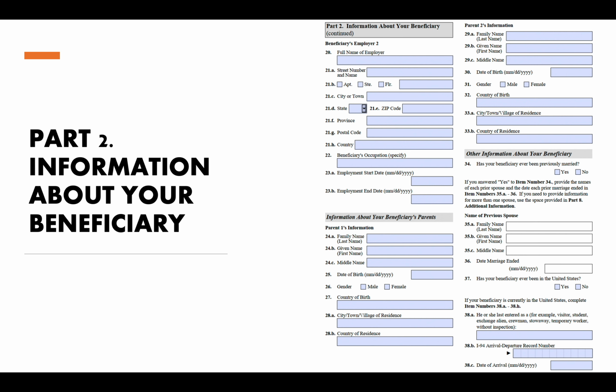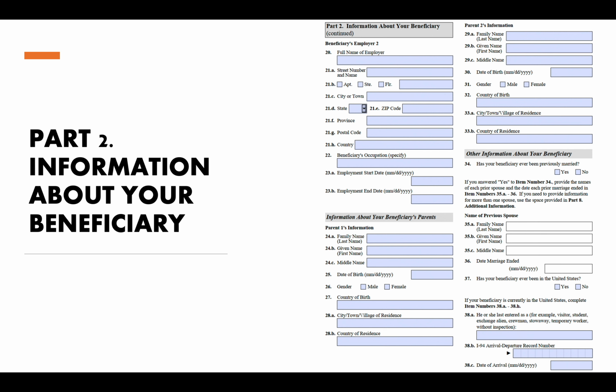Item number 24 is information about your beneficiary's parents. This is from 24A here to 33B. Provide each of your beneficiary's parents' full names, dates of birth, places of birth, and current cities and countries of residence. Number 34 to number 36 will be the information of your beneficiary's previous spouses, if applicable.